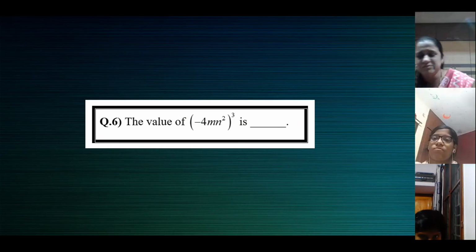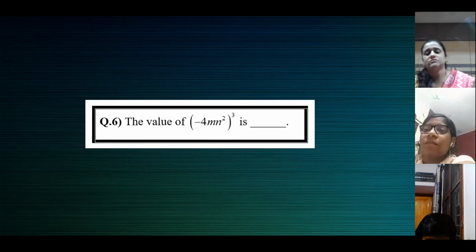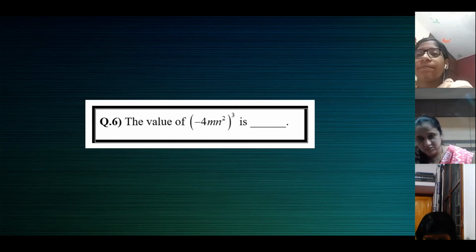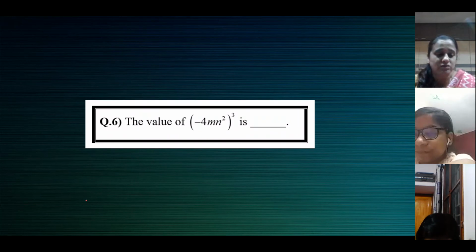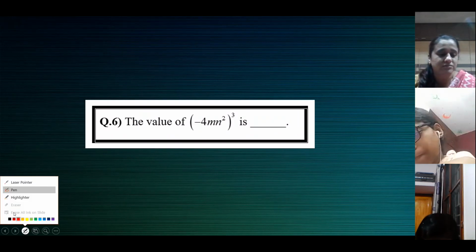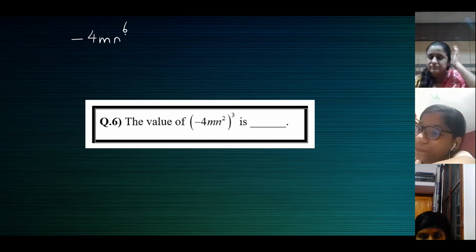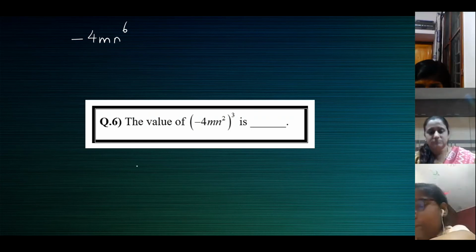Very simple question. What is the value of this one? Ma'am, minus 4mn raised to the power 6 is the answer. Swati also, sorry, Bhavisha also can contribute her answer. I also got the same answer, ma'am. Minus 4mn raised to the power 6.